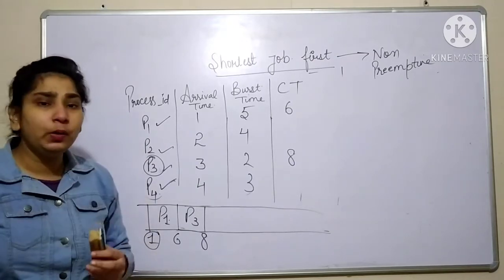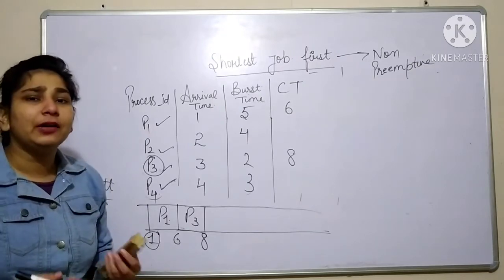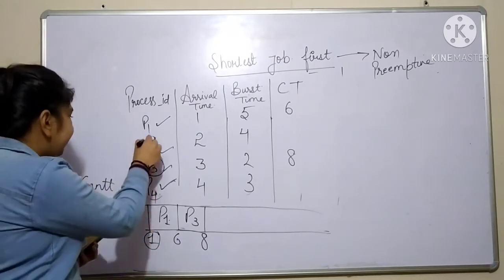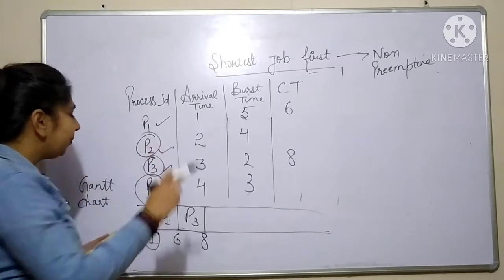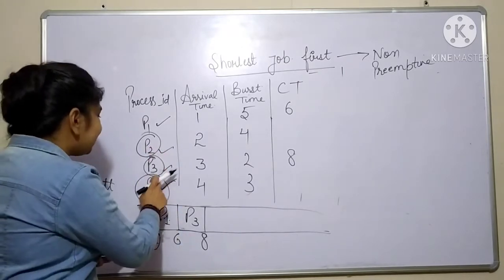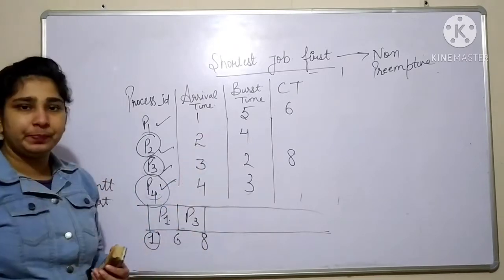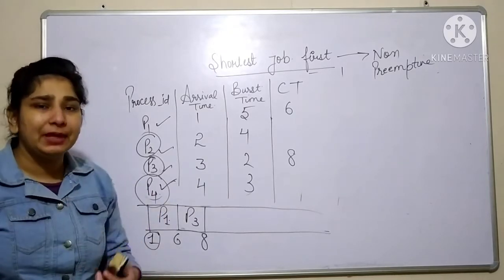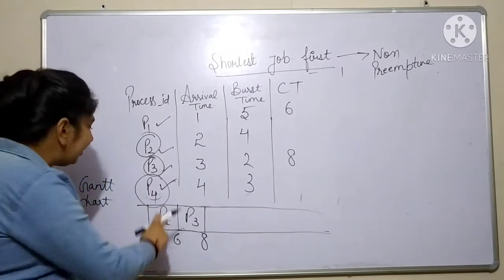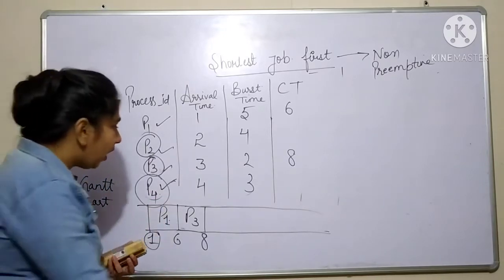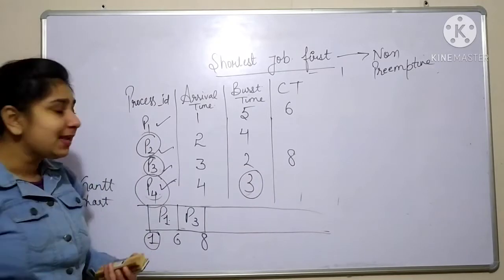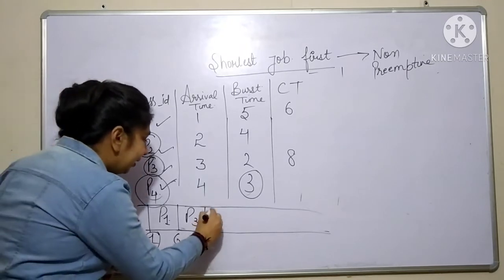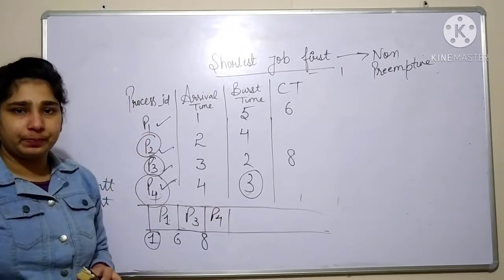Now what does the short-term scheduler do? It is going to select one process out of these 2 processes, P2 and P4. Both are present in the main memory. Your short-term scheduler is going to pick process P4 and give it to the CPU, because its burst time is less as compared to process P2. So we are executing process P4.